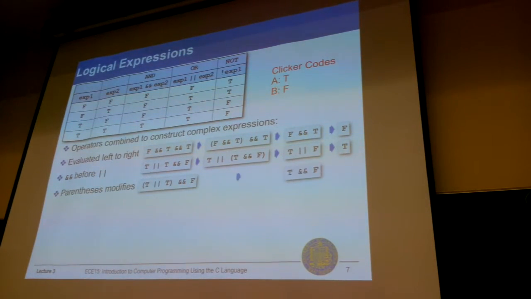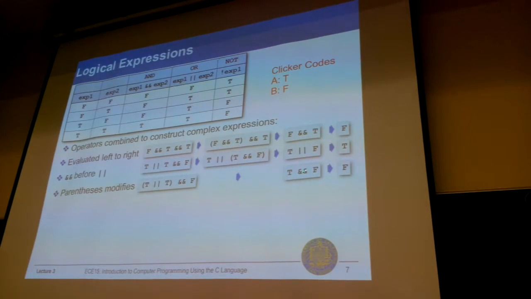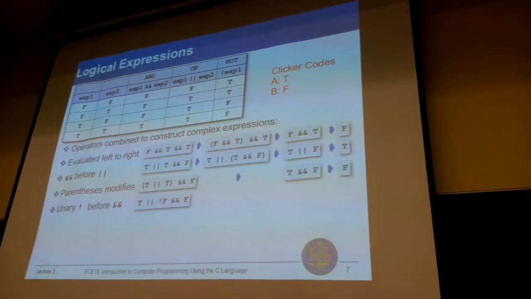Okay, good. I see that. You guys see that first expression is going to evaluate true, and now we're left with an and between the true and a false, so we'll get a false. We also apply unary operators before and. So the unary operator has the highest precedence. Let's see an example of that. Give this a try.